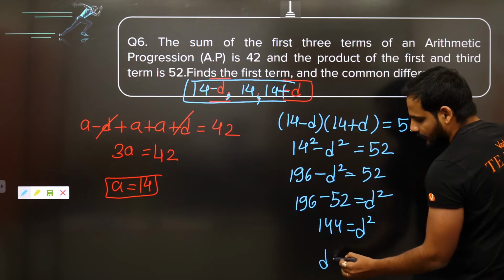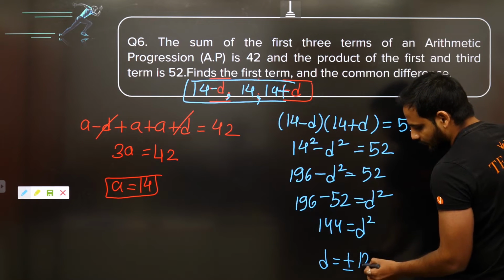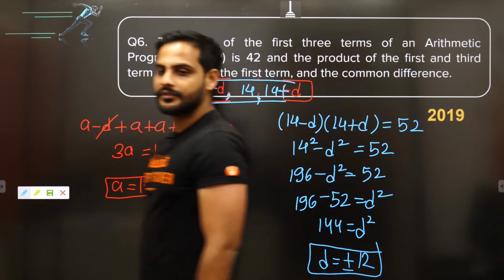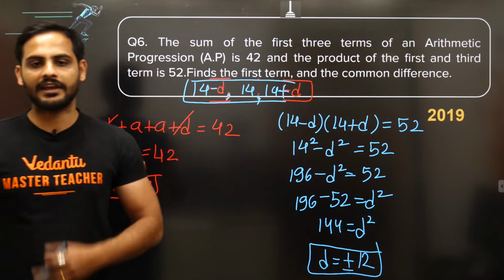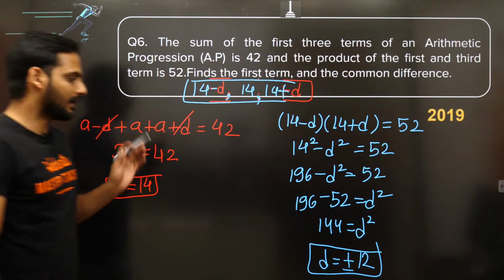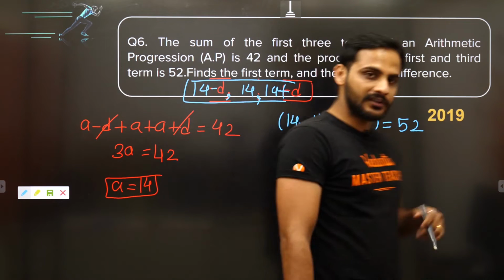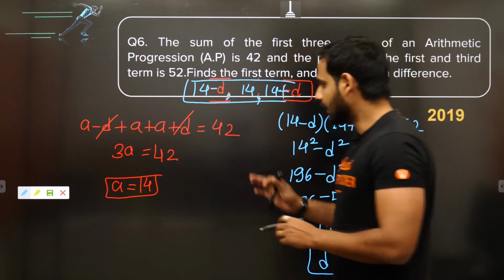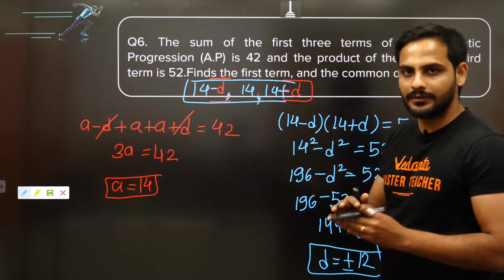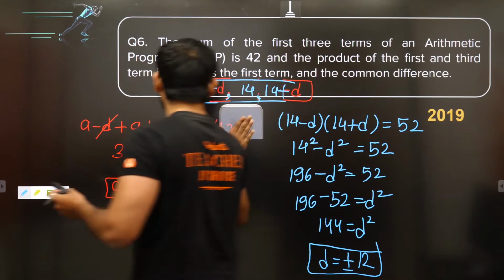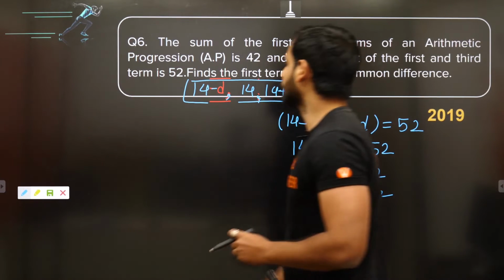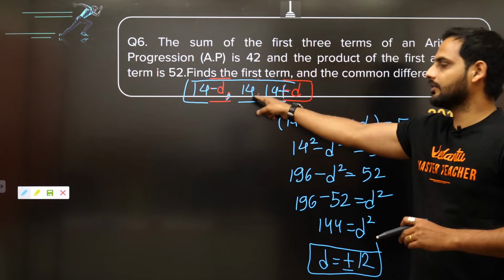Square root if you do, you'll get d is equal to plus minus 12. The values of d can be plus and minus 12. That means two values of common difference. So now we need to get these terms for their two values. The middle term I know is 14.